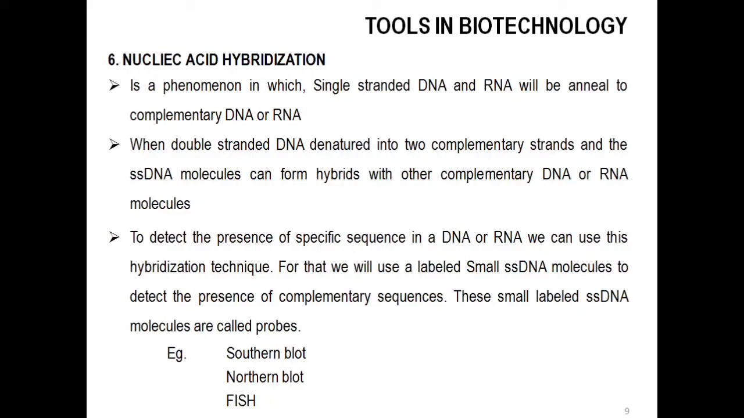This nucleic acid hybridization technique is used in the Southern blot to detect a specific DNA sequence in DNA, the Northern blot to detect RNA, and FISH, which is fluorescent in situ hybridization. FISH is done directly in the cell. This is about nucleic acid hybridization.